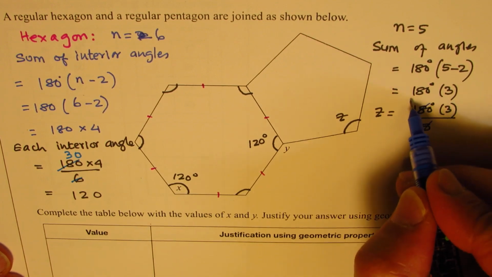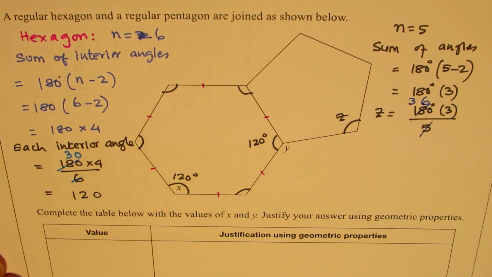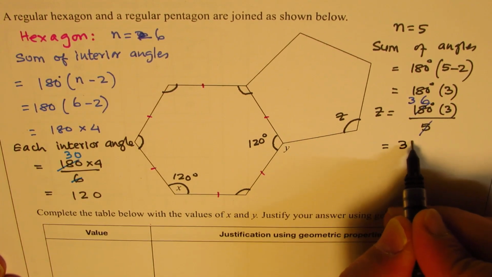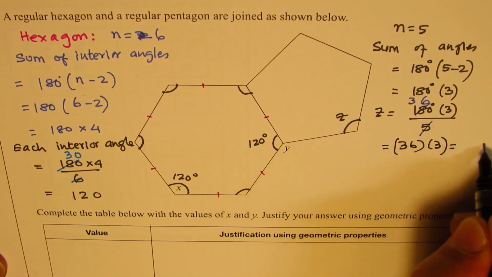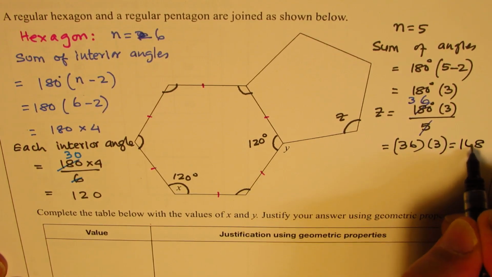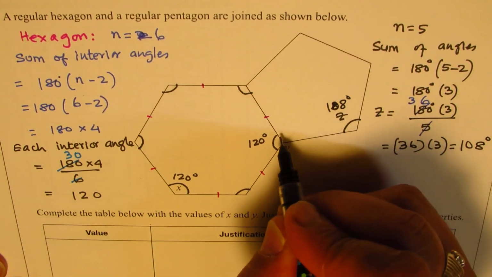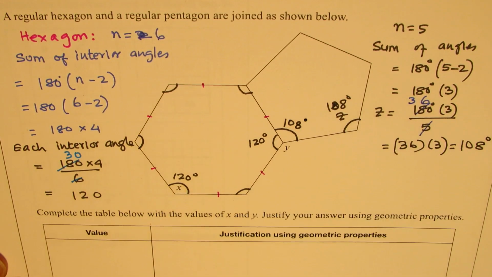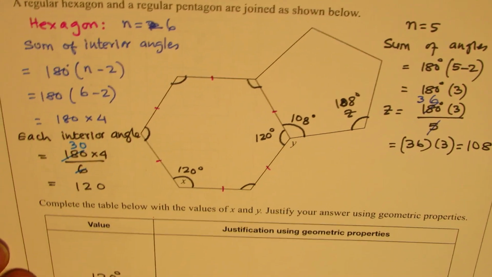So let's simplify this. 5 goes 36 times in 180, so z equals 36 times 3, which is 108 degrees. So each angle is 108 degrees. So this is also 108 degrees. Do you see that? Now, what is the value of y?